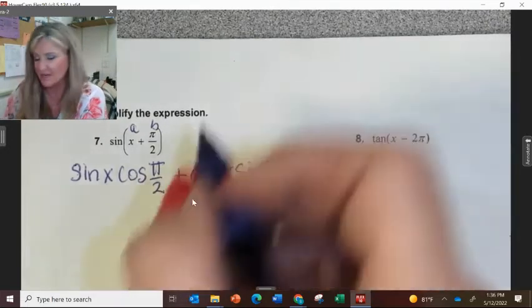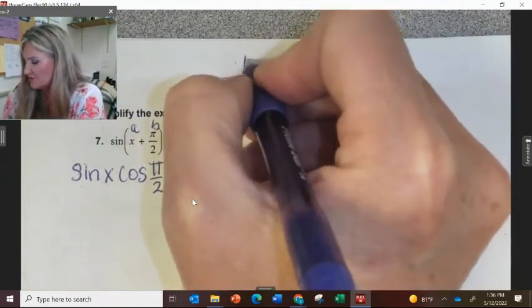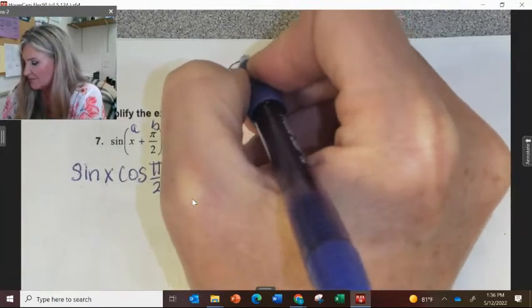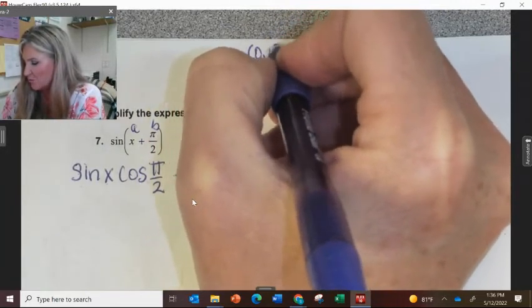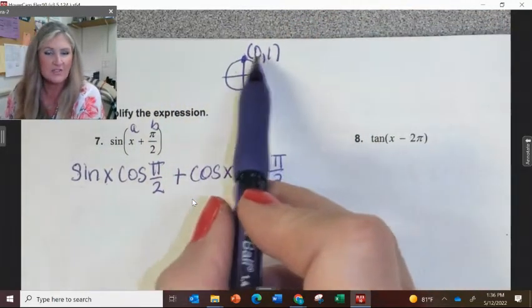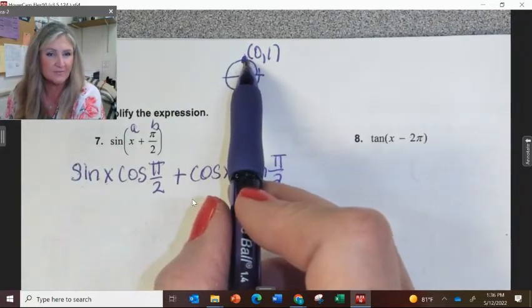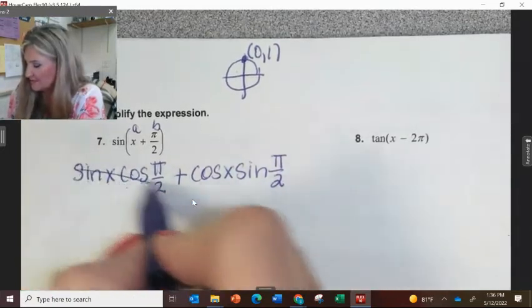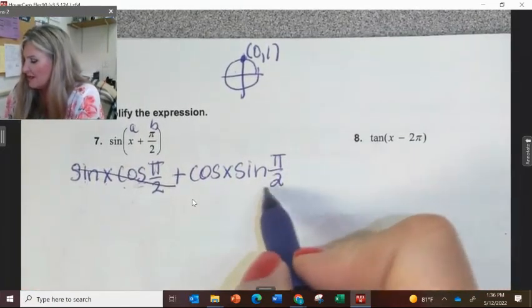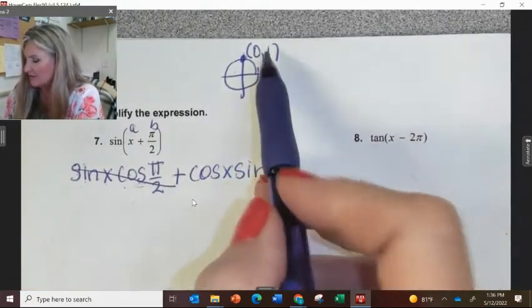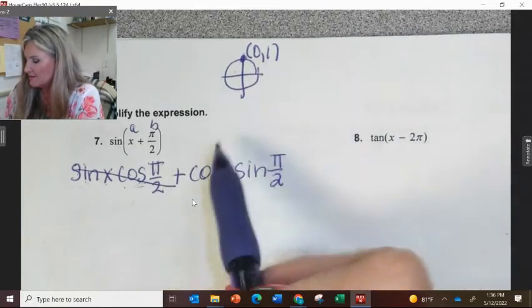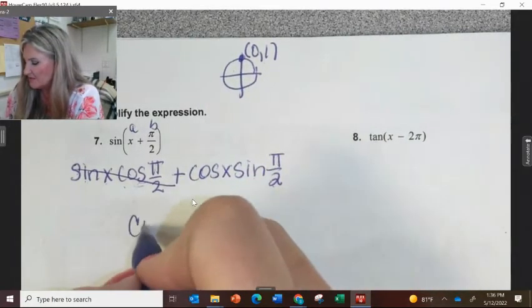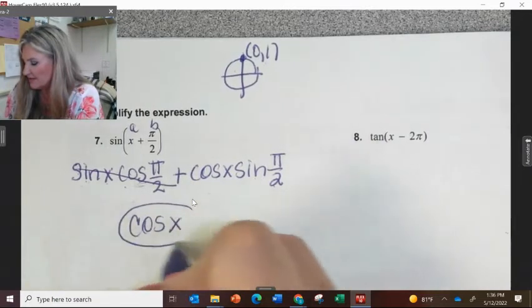What is the cosine of pi over 2? Thinking of this unit circle, right here's pi over 2. That point is 0, 1. What is the cosine right there at pi over 2? So what's going to happen to this term? It's going to just be 0. It's gone. And now we have the sine of pi over 2. What's that going to be? Times cosine x, and this is just cosine x.